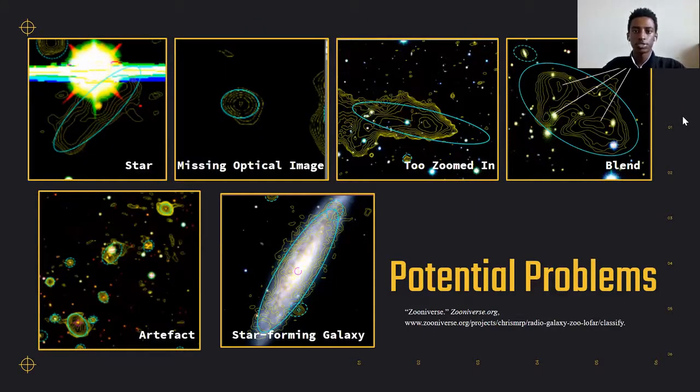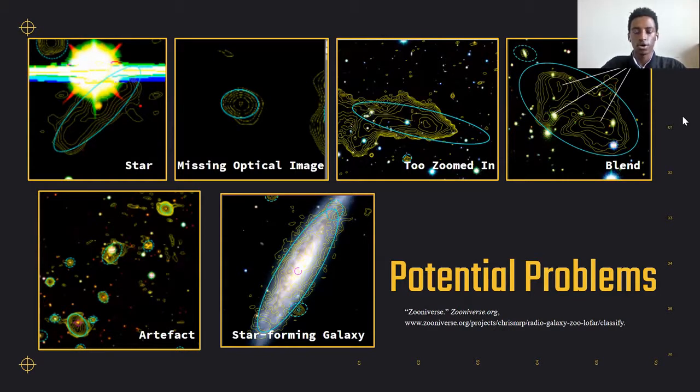A star can potentially become a problem if the bright light from the star obscures the identification of the components or the source of the radio emissions. And an artifact occurs when the radio or the yellow contour lines seem to be very spread out, or they seem to have no clear shape.